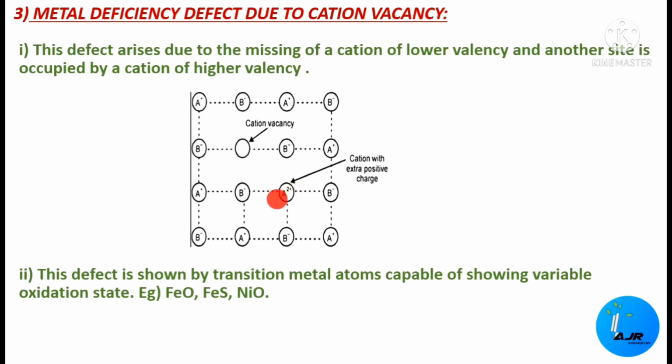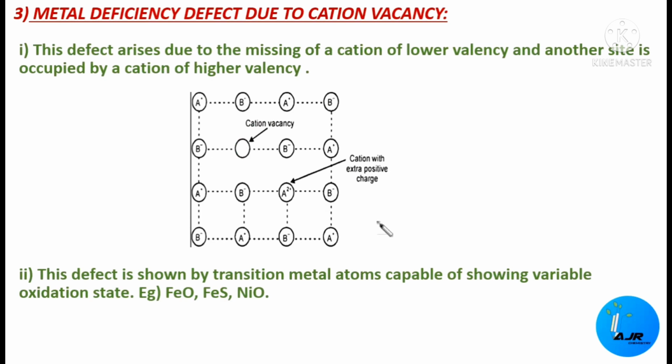It should give space. So the A2+ is getting occupied here. In order to maintain electrical neutrality, 2A+ has to be removed. It should move. Because of this, a cation vacancy will be created.